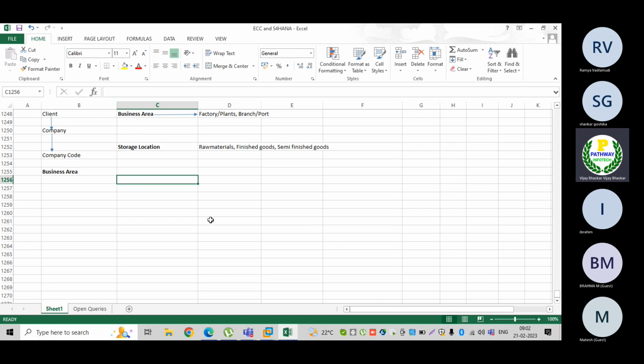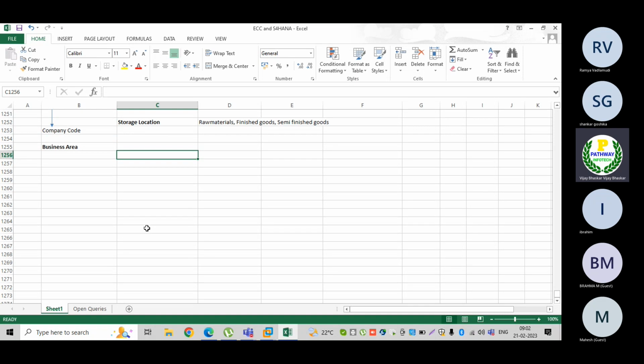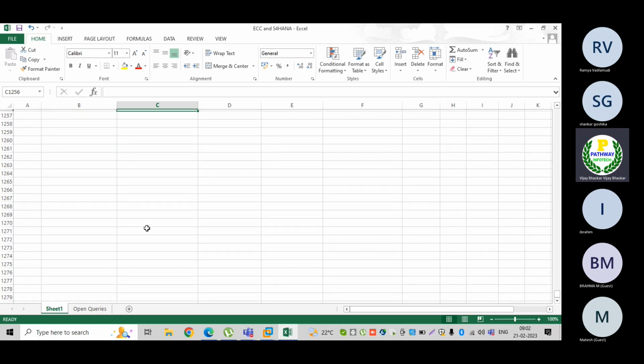Now, we have seen the business area and the organized storage location. We are clear about this one. Now let us talk about the movement types. First of all, what is meant by movement types? We need to understand that one.